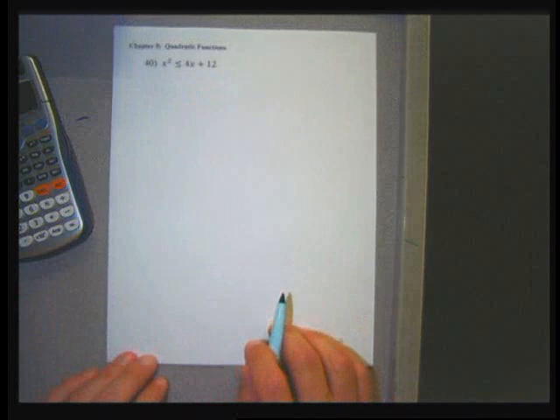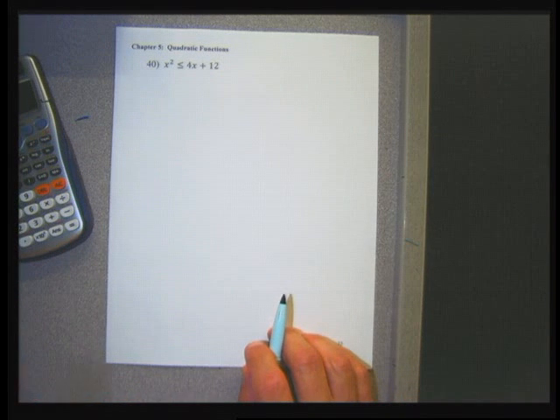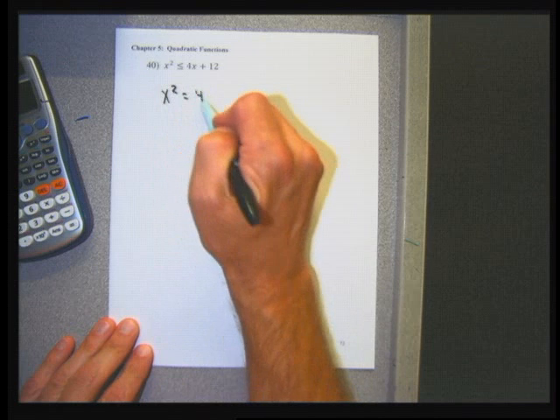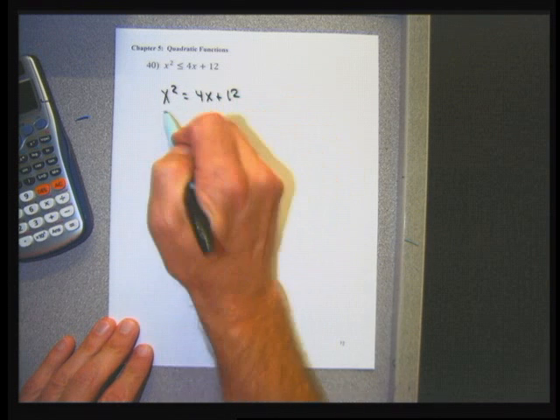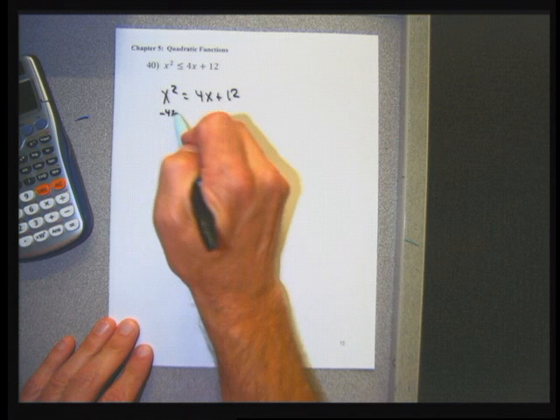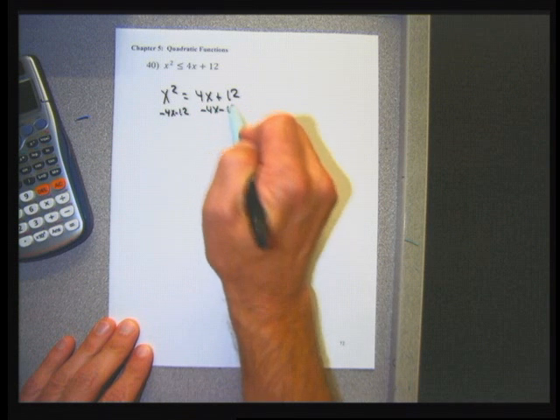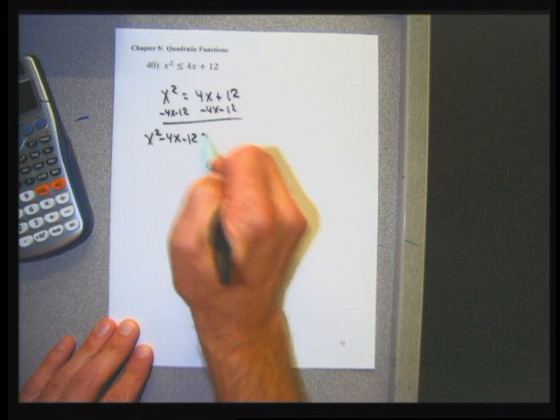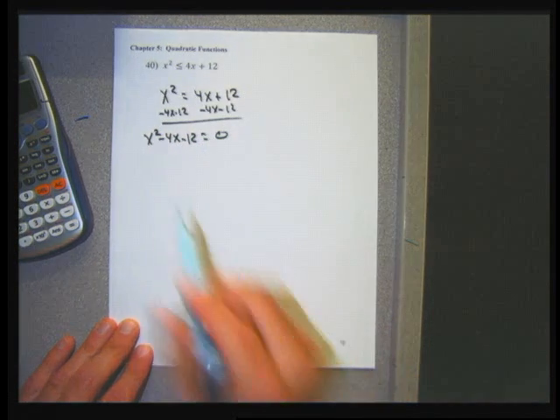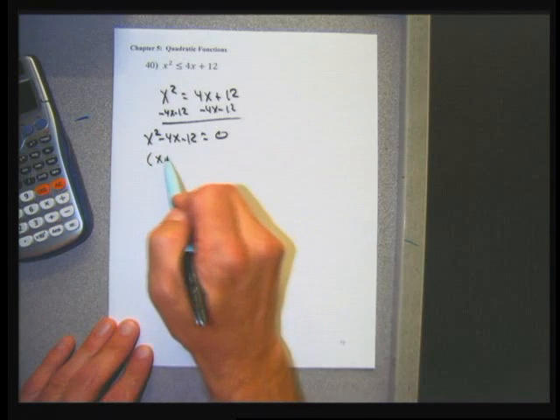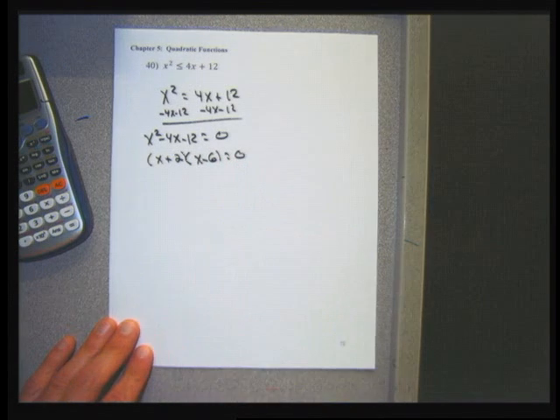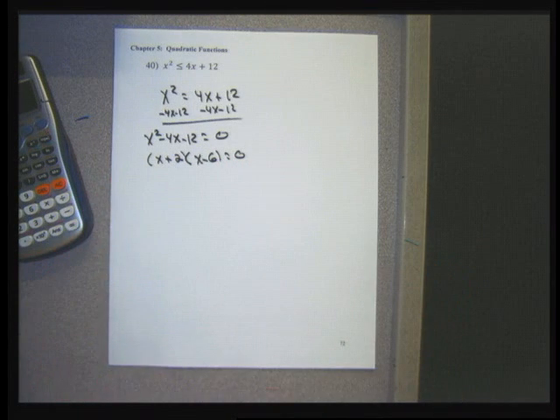I don't think 40 is a special case, but I could tell it's a special case if I got an I when I started doing it, and then I'd have to recalibrate, but it doesn't look like one. So I'm going to go x squared equals 4x plus 12. I'm going to set it equal to 0 by minusing 4x and minus 12. Gives me x squared minus 4x minus 12 equals 0. I'm going to factor it into x plus 2 times x minus 6 equal to 0. Hopefully your factoring is still good. Or you could use the quadratic formula if you can't factor.